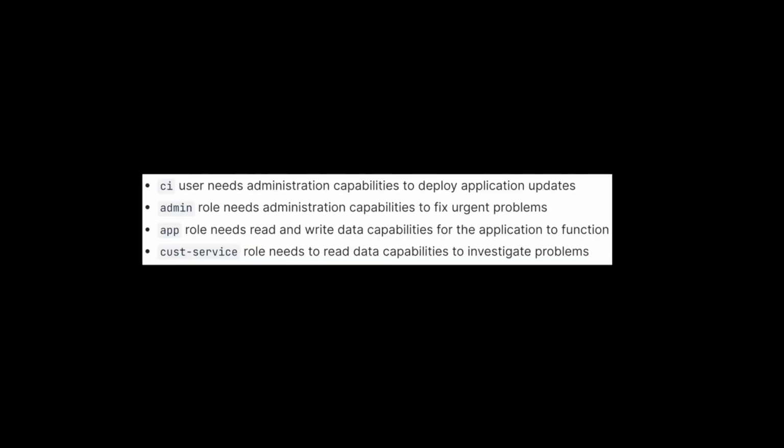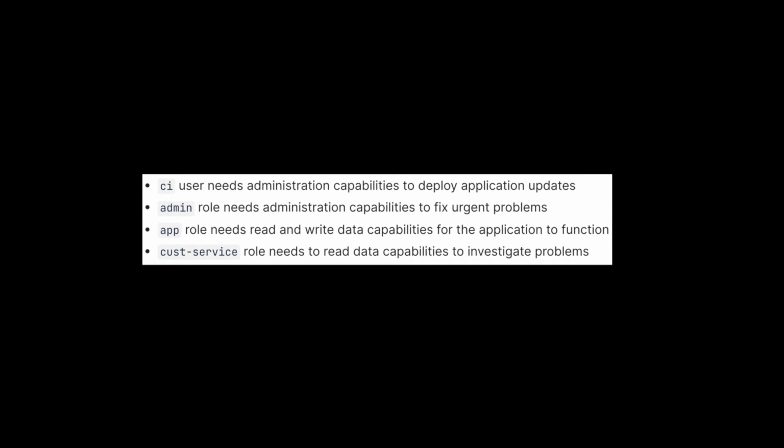CI user needs administration capabilities to deploy application updates. Admin role needs administration capabilities to fix urgent problems. App role needs read and write data capabilities for the application to function. And customer service role needs read data capabilities to investigate problems. All of these identities and application resources exist within a single AWS account, 111. Now we have enough information to provision the intended access in the steps that follow.